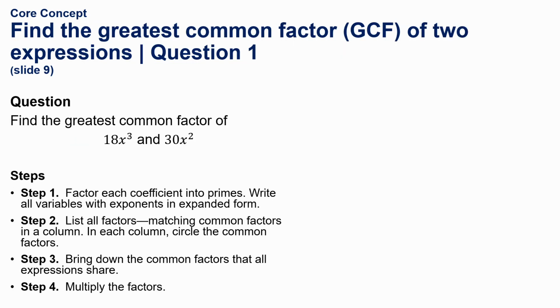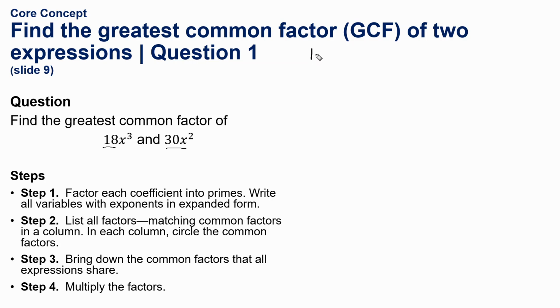Okay, so let's go ahead and get into the core concept of this chapter now and the learning objective 1. So we are now finding the greatest common factor of two expressions. The first question I have here is 18x to the third power and 30x squared. So our steps are to first, step 1, factor each coefficient, the coefficient in this case being 18 and 30, into primes, and then write all variables with exponents, x to the third power and x squared, in expanded form. So first off, let's break down 18 and 30 into its prime number form.